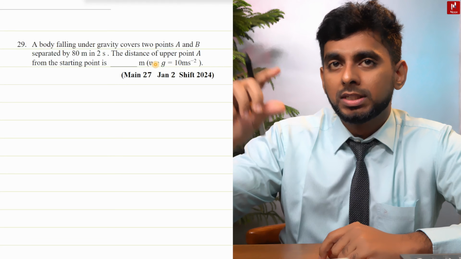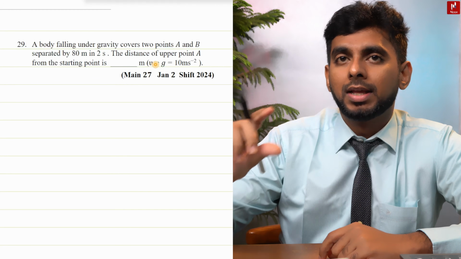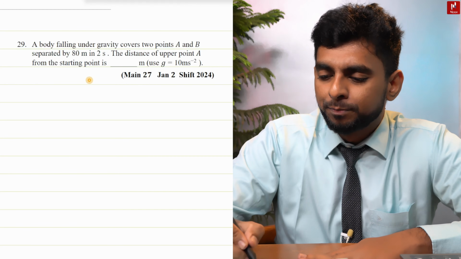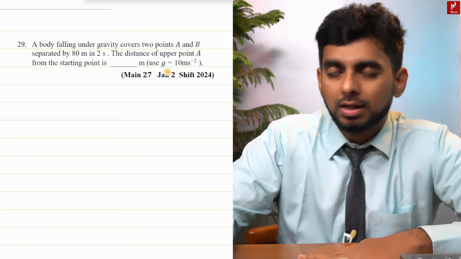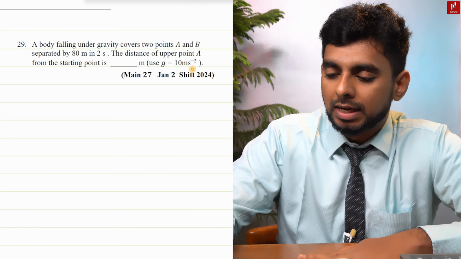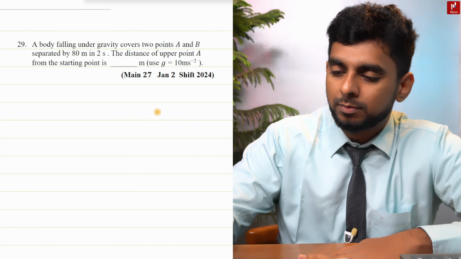So I just need to get the distance between the point of drop and the position A. Okay, so what will be the distance between the origin and A? That's what I need to get over here. And I have to get it in meters. I can use g to be 10 meters per second squared, right? So let me draw the diagram, we'll get it.